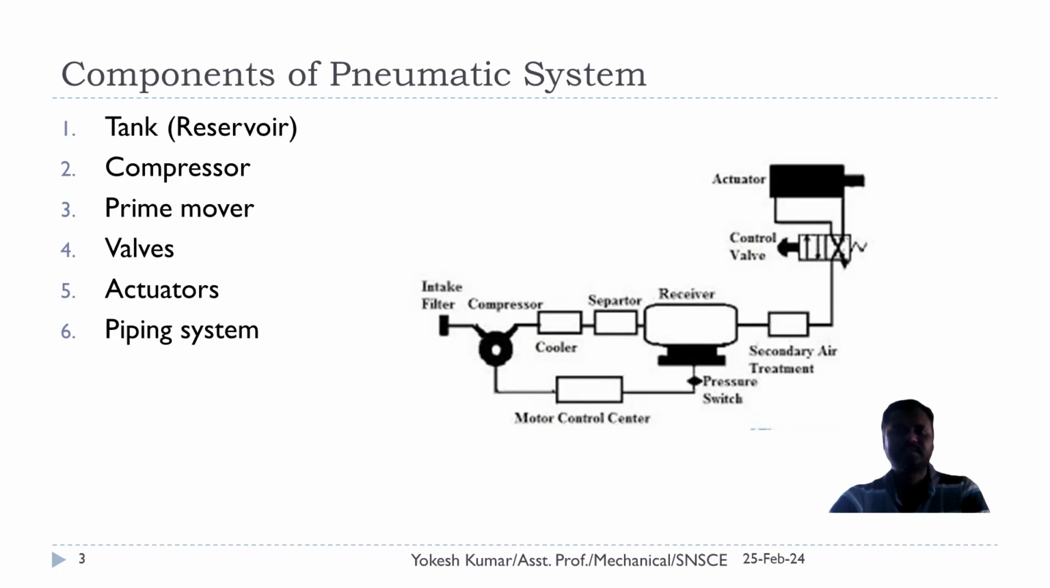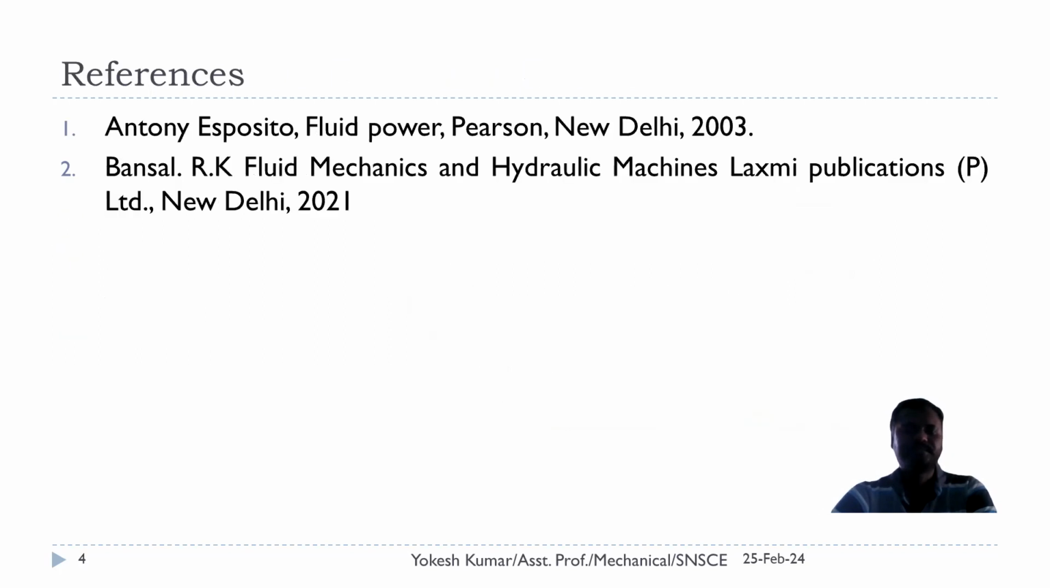Here I have illustrated a double acting cylinder which is controlled by means of a direction control valve, so the extension and retraction can be done in the actuator. Finally, we have a piping system which connects all the elements in the circuit. This is how the circuits can be framed with the help of fluid power components.